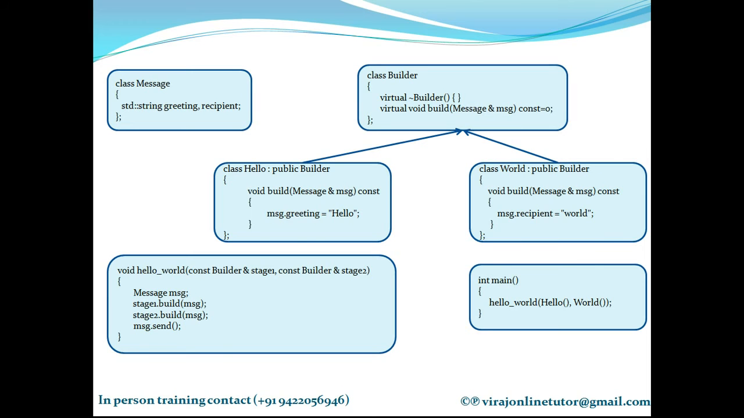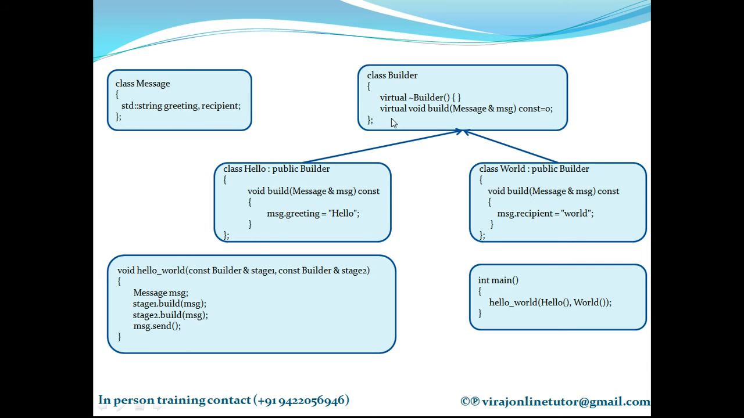Now I have a builder class. In this builder class I have a build function in which I take a message object from outside as a reference. That means whatever changes I do for this message object inside this function will be reflected outside this function as well. Why? Because I am accepting the message as a reference.